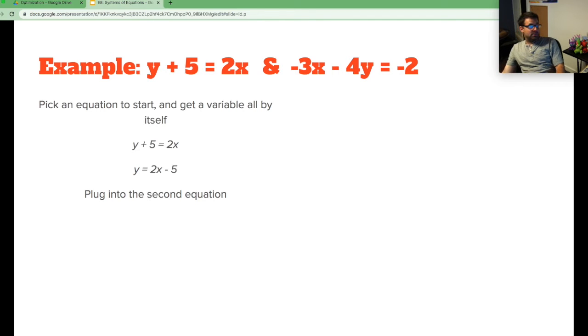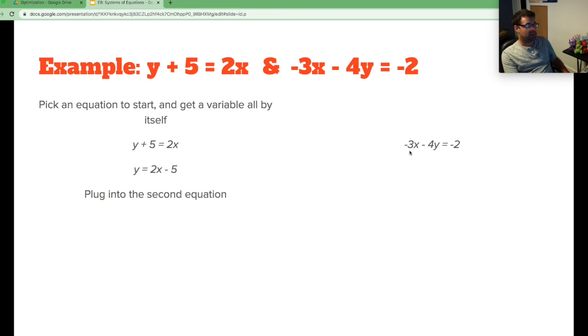So step 1 is to pick an equation to start and get a variable all by itself. In this case, I'm going to work on getting y by itself in the first equation, where I subtract both sides by 5 to get y is equal to 2x minus 5. And then, now that we have something that's equal to y, I'm going to take that chunk, that 2x minus 5, and say, well, it's equal to y. It's the same thing as y, so let's plug it in as y.